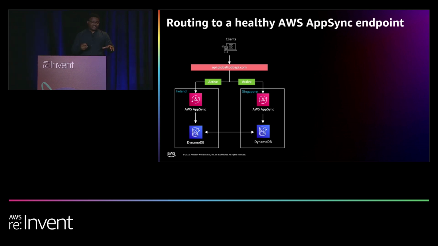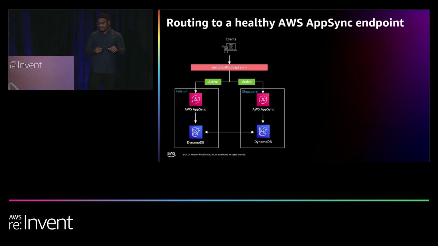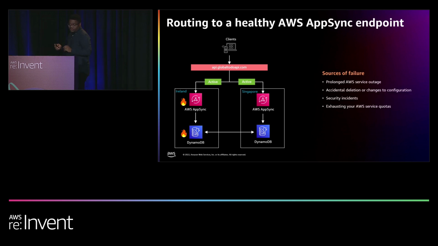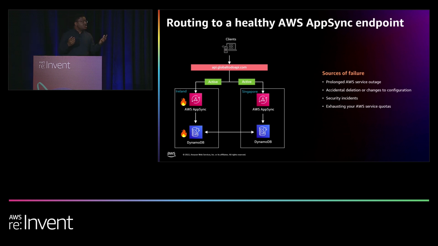So this is a simple architecture of the AppSync API deployed in an active-active pattern. I've reduced the architecture just to the key components. There are major sources of failure and things that can go wrong with this architecture. So the first thing can be because there could be potentially prolonged AWS service outage on your AppSync API or DynamoDB, potentially. Or it can also be due to, for example, you are making manual changes or accidental deletion of your resources within your AWS account without doing any sort of testing, especially for folks that are not automating their infrastructure deployment.